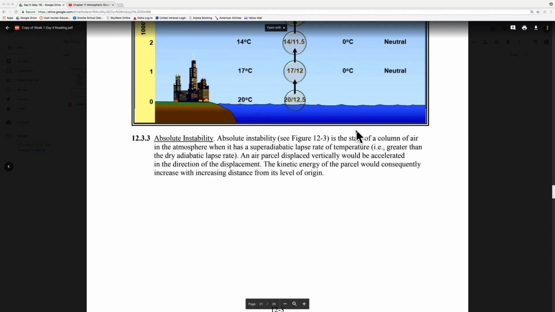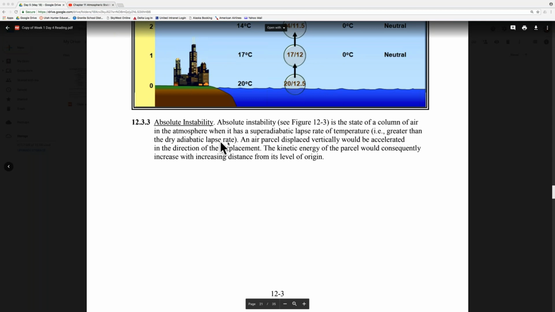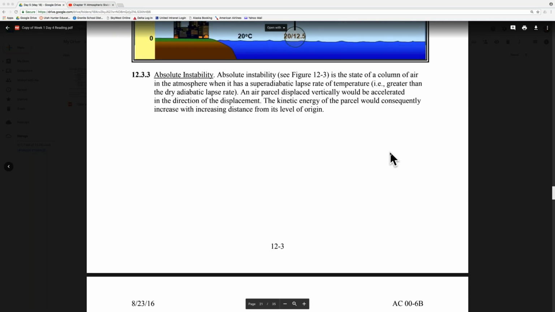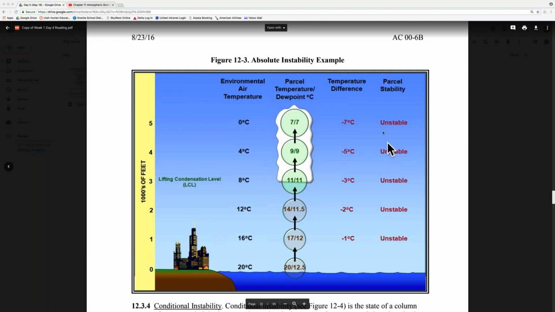All right, so absolute instability is a state of a column of air in the atmosphere when it has the super adiabatic lapse rate of temperature. An air parcel displaced vertically would be accelerated in the direction of the displacement. The kinetic energy of the parcel would consequently increase with increasing distance from its level of origin. So we have this extremely unstable parcel of air, right?